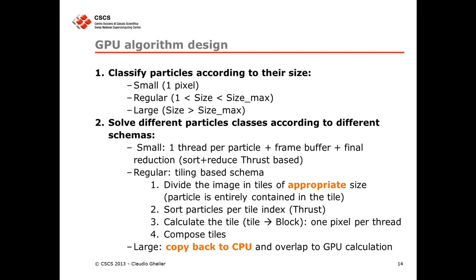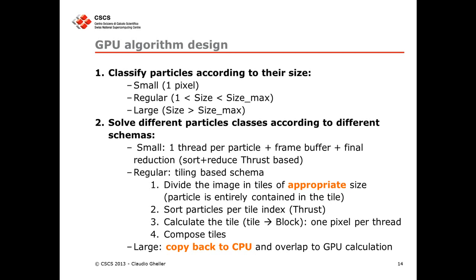For the medium particles, we have implemented a tiling-based scheme by which we divide the image in tiles. Then we sort particles per tile index so that we identify where the particles lie. Each tile represents a CUDA block, and each tile is solved by a different block with a one-pixel-per-thread approach. Then at the end, we compose all the tiles to create the final image. This approach is extremely important for performance because it is the factor that determines the occupancy of the GPU.